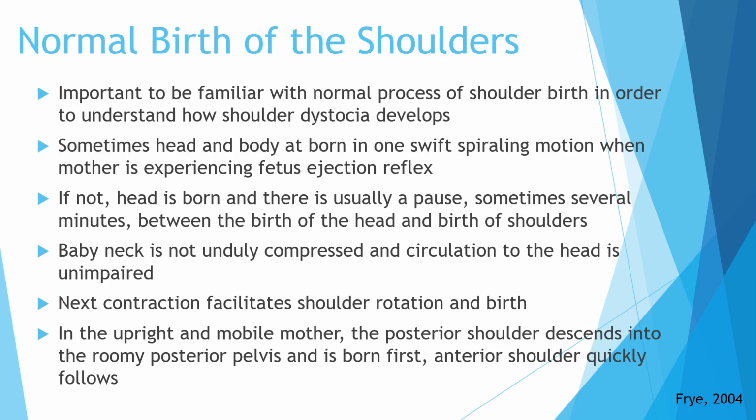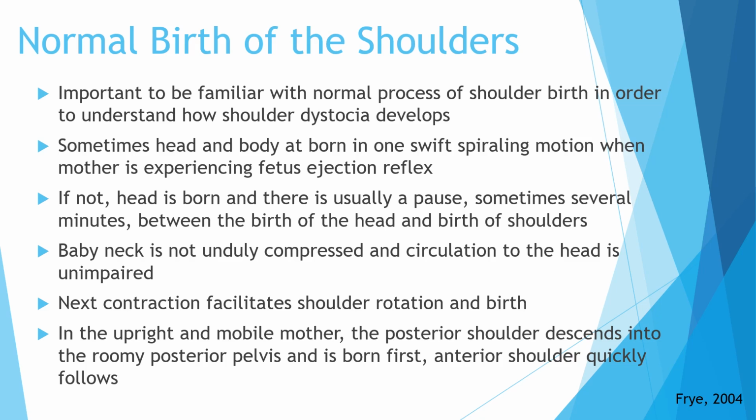Normal birth of the shoulders. It's important to be familiar with normal processes of the shoulders' birth in order to understand how shoulder dystocias develop. Sometimes the head and body are born in one swift motion, especially if she's had a baby before. It tends to be more a normal restitution with first-time mamas. But once that baby gets low in the pelvis, her body is actively trying to deliver that baby. If not, the head is born and there's usually a pause, typically a few minutes, because it's waiting for the next contraction to help rotate the baby. The baby's neck is not being compressed and the circulation to the head is unimpaired.